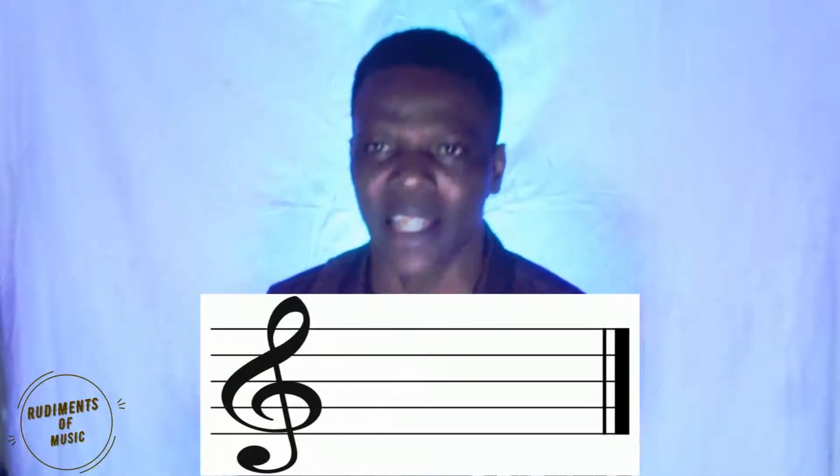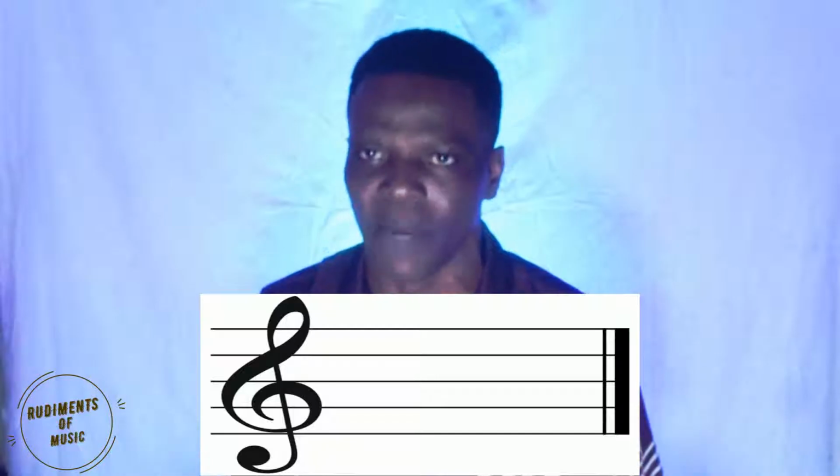Now it becomes a treble staff. So the two now become one. So it's a treble staff, and not just clef or staff. You can't separate them. Once they are together, you can't separate them. You can't say it's just clef or it's just staff. No, they are already together. So it now becomes a treble staff.